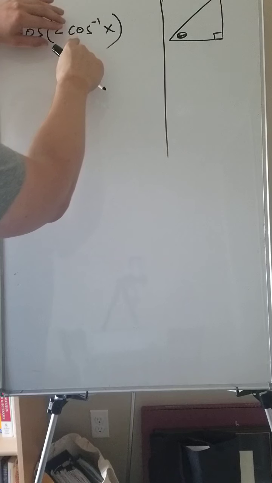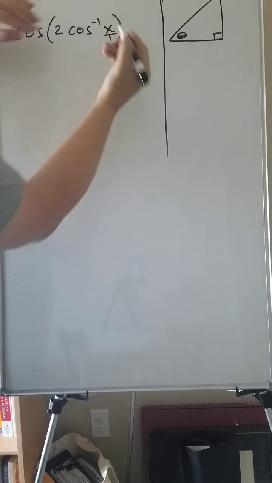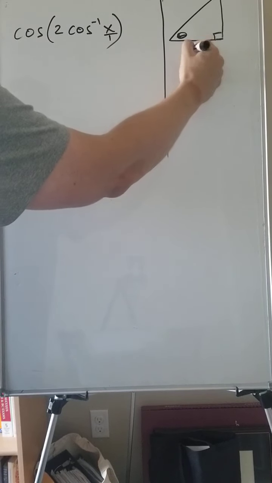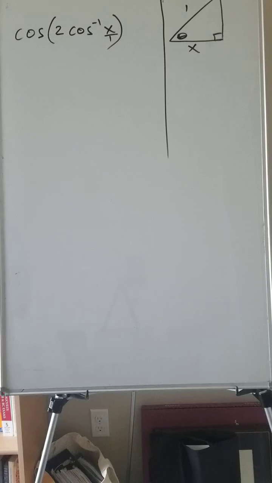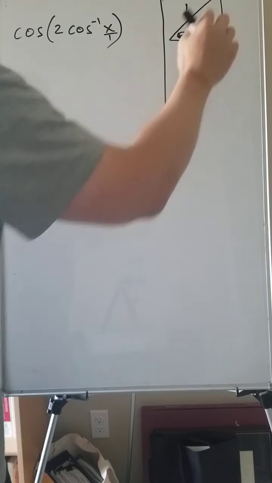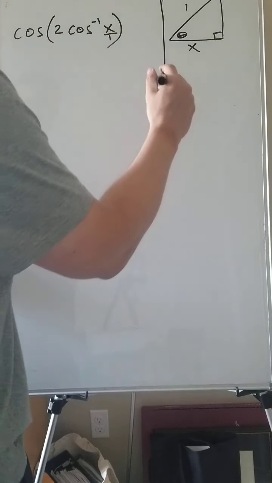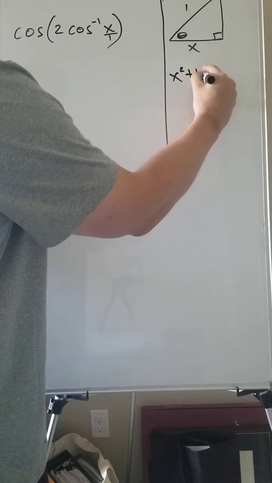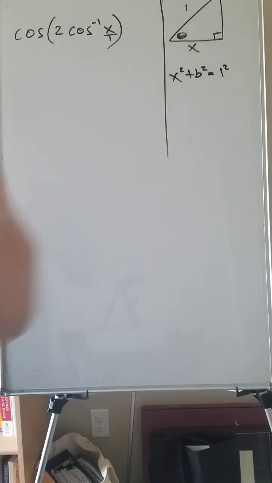And remember what cosine represents. Cosine represents the adjacent over the hypotenuse. So x can be written as x over 1. So that means my adjacent side is x, my hypotenuse is 1. And I could use the Pythagorean theorem to find the missing side here. So x squared plus b squared equals 1 squared. Right? a squared plus b squared equals the hypotenuse squared.